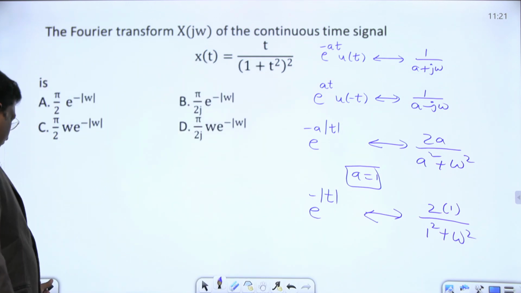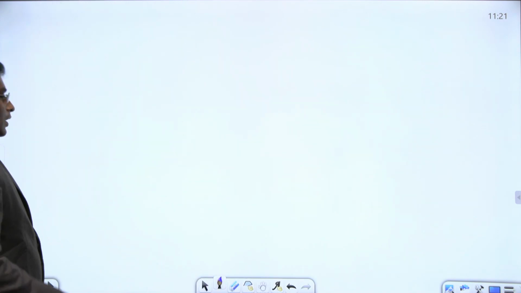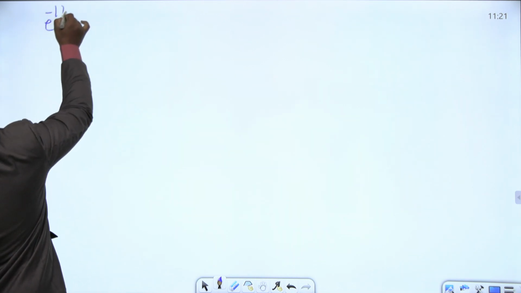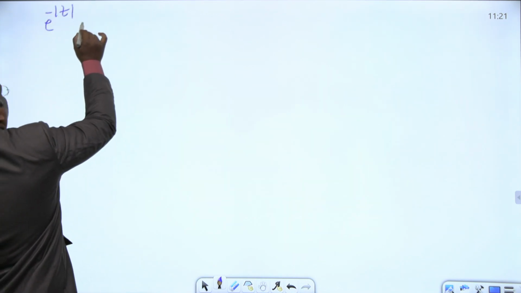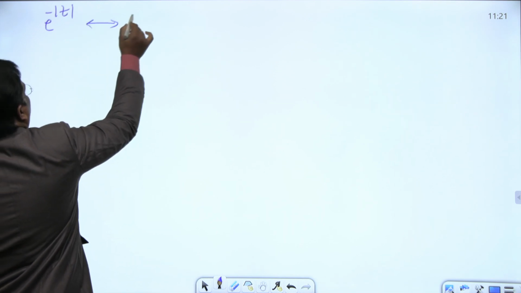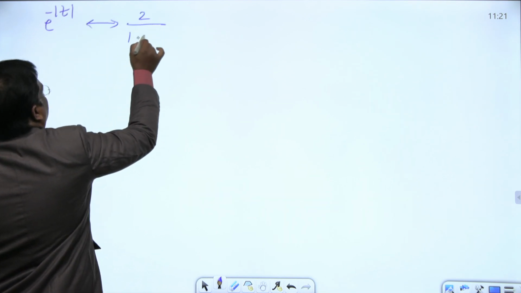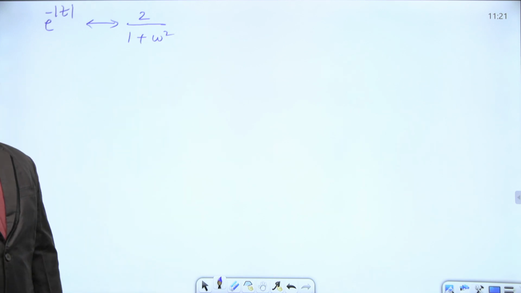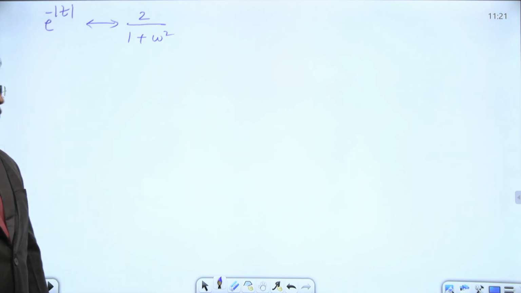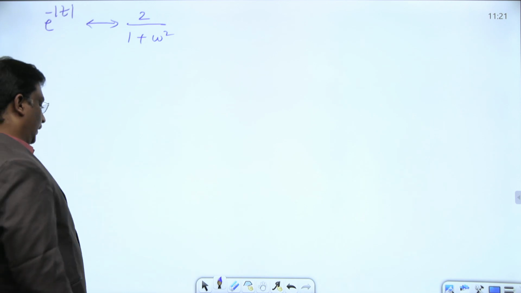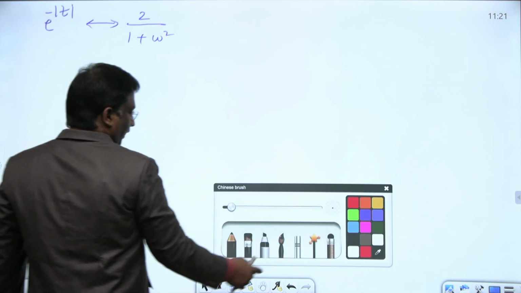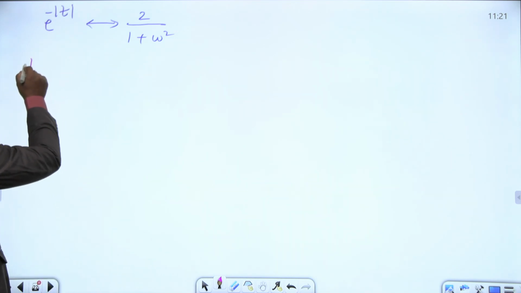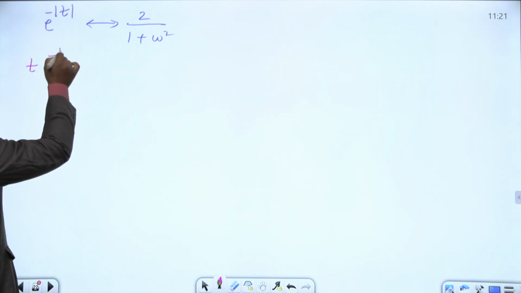I am using this relation. What is the Fourier transform of e power minus mod t? We got here 2 into 1 by 1 plus omega square. Right now, let us do one thing here. Let us multiply by t on both sides, using this property: t into e power minus mod t.